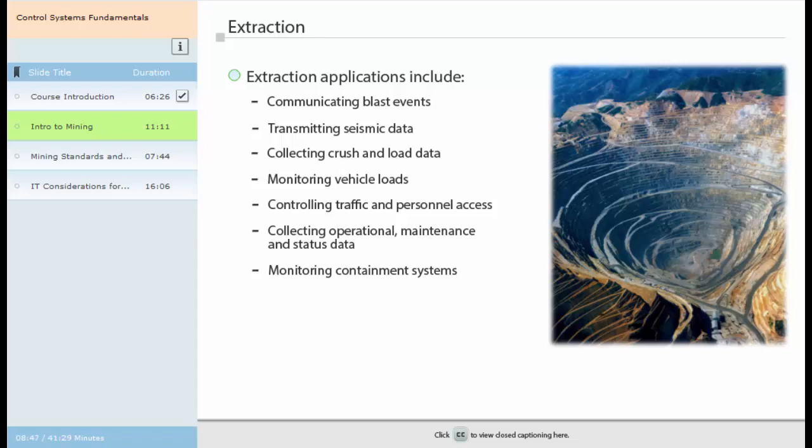Collecting operational, maintenance, and status data from extraction site machinery and devices, and monitoring containment systems, liquid level data in holding ponds, and the status of dewatering pumps.